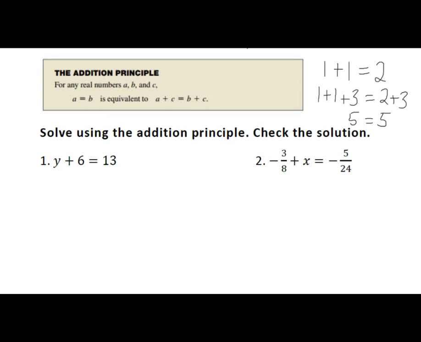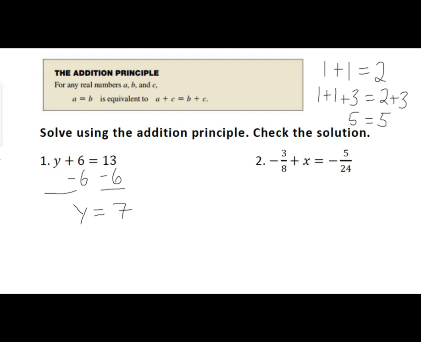So if you start out with two things that are equal to each other, and you add the same thing to both sides, then those two sides will remain equal to each other. That's basically what the addition principle is stating. And it also works for subtraction, because subtraction is the inverse of addition. So here I have y plus 6 equals 13. I want to get this y by itself, so I'm going to subtract 6 from both sides. And now I'm going to simplify that. 6 minus 6, that's gone. This gives me y equals 13 minus 6, which is 7.